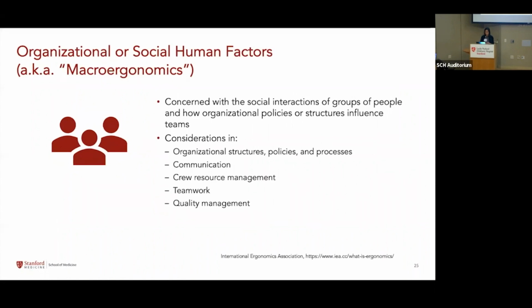And then finally, organizational or social human factors are concerned with what I talked about, those broader, the macro level, so macroergonomics, social interactions of people, and the organizational policies or structures that might influence how people work within a system. And so what comes into play when we think about organizational or social human factors are things like teamwork and communication, but again, also those structures and policies that govern the rules of how we all interact with one another when we're in a team.